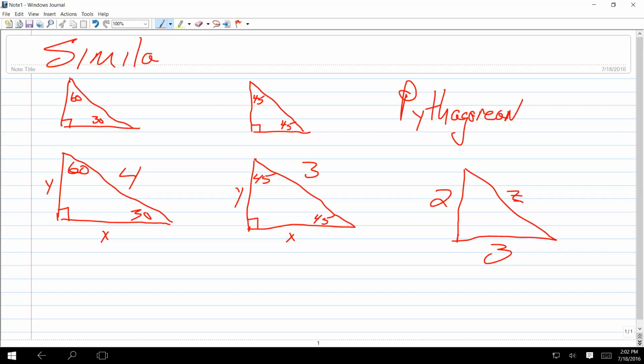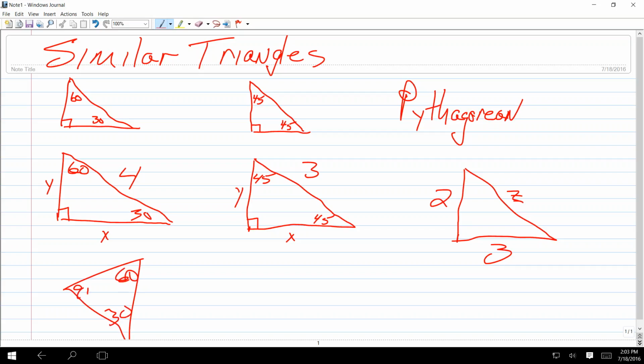Similar triangles are triangles whose angles are all the same. In other words, if I have a 30, 60, 90 and another 30, 60, 90, they're similar because they have the same three angles. And it doesn't matter how they're oriented. This bottom one could be oriented like that. Wouldn't matter as long as it's 30, 60, 90.